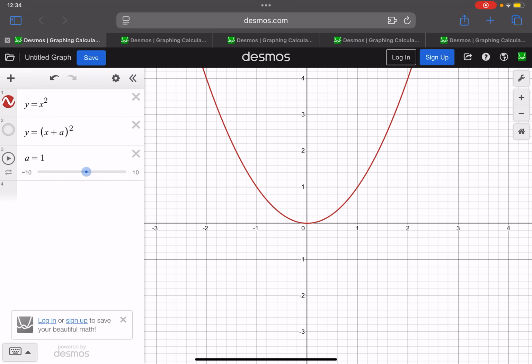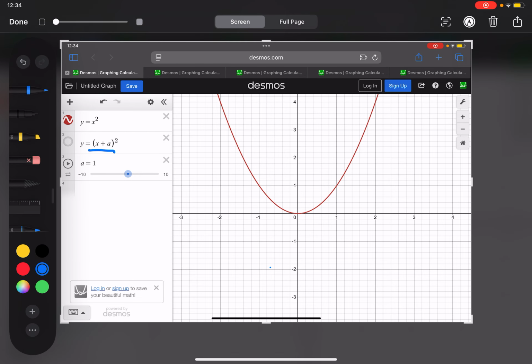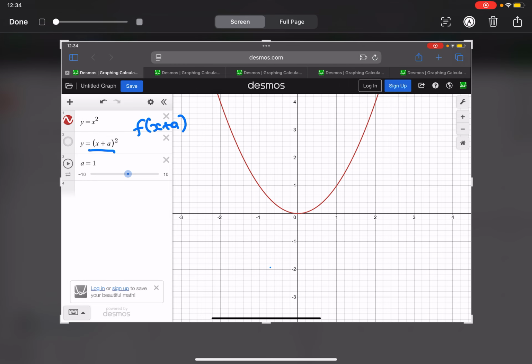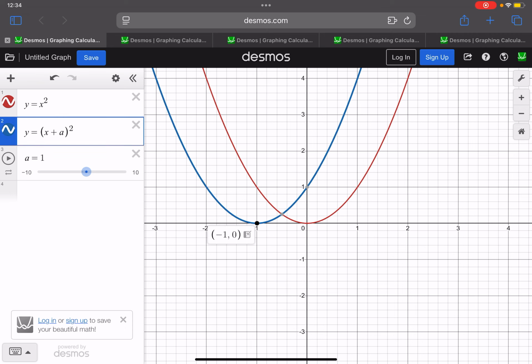Second graph transformation, we're now going to look at the same original graph, x squared. You can see here that I've got the plus a inside the brackets now. So this is like me doing f of x plus a. So let's see what effect that has on the graph. If a is 1, we can see that the blue graph has now got its turning point at -1, 0 instead of 0, 0.